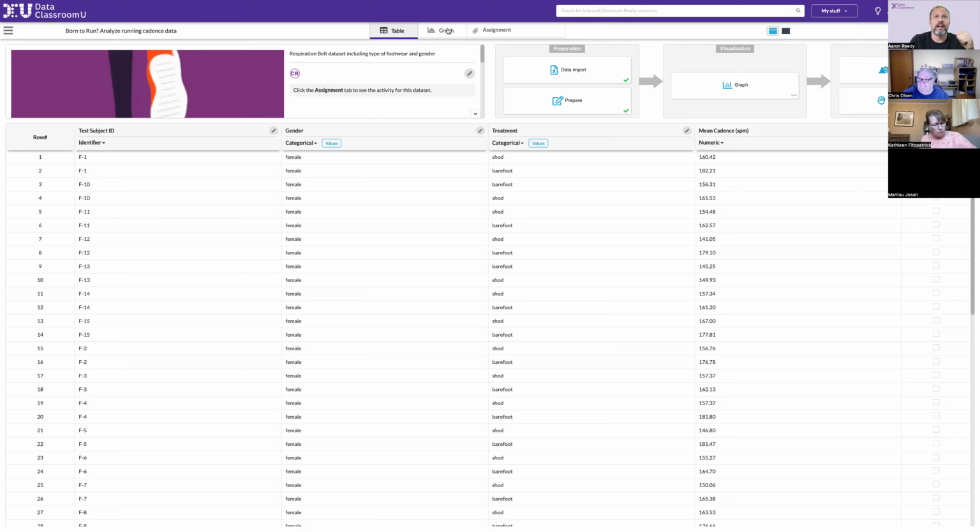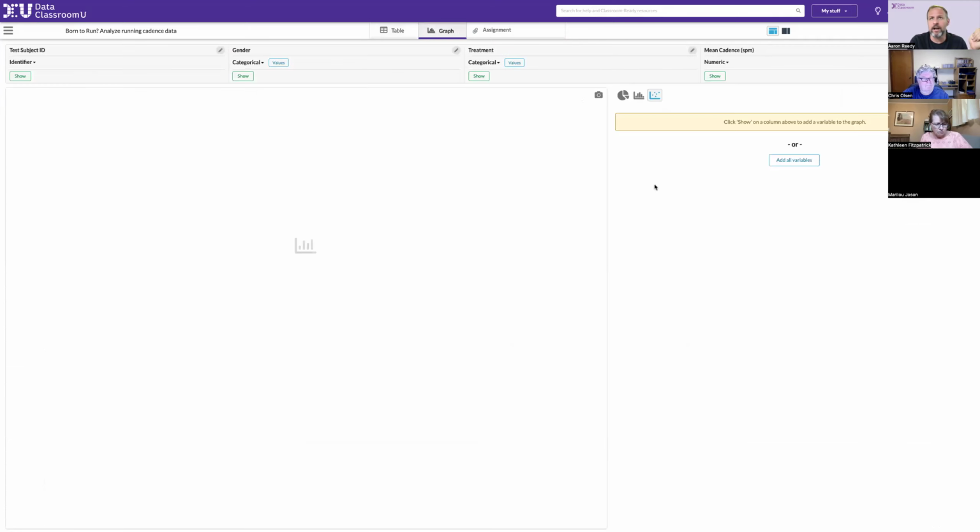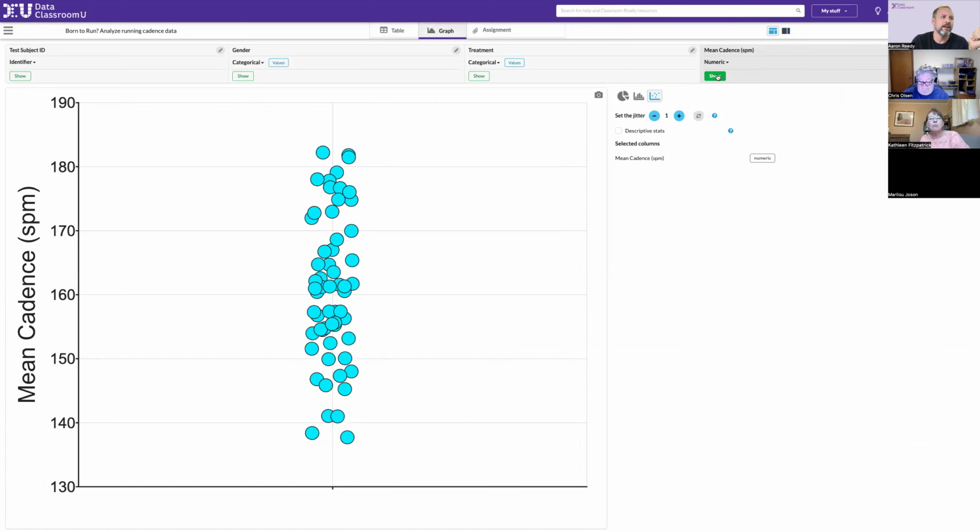So looking at the data, we'll start plotting this out. First, I'm going to graph running cadence on here. And so we can look at the running cadence in steps per minute. We can see that the data range from down here about 137 steps per minute up to about 182 steps per minute.